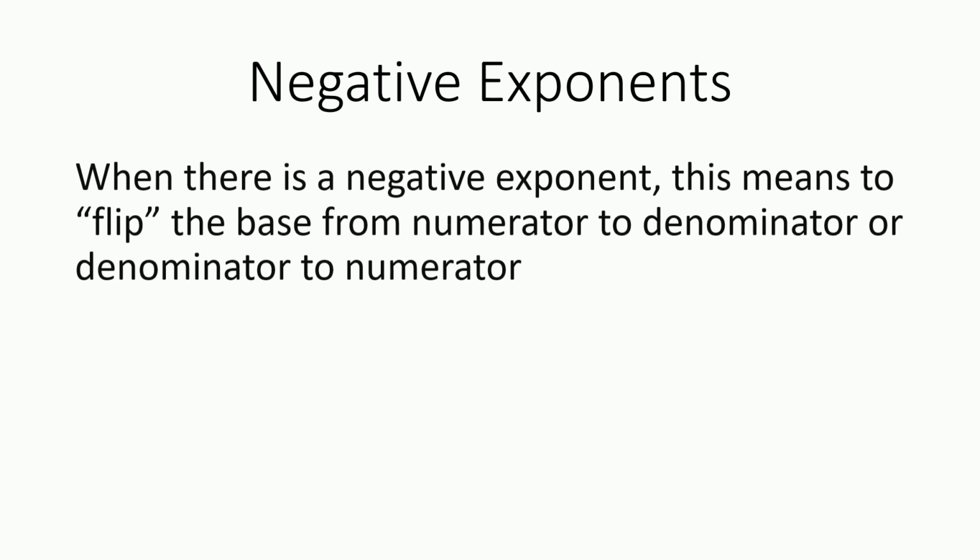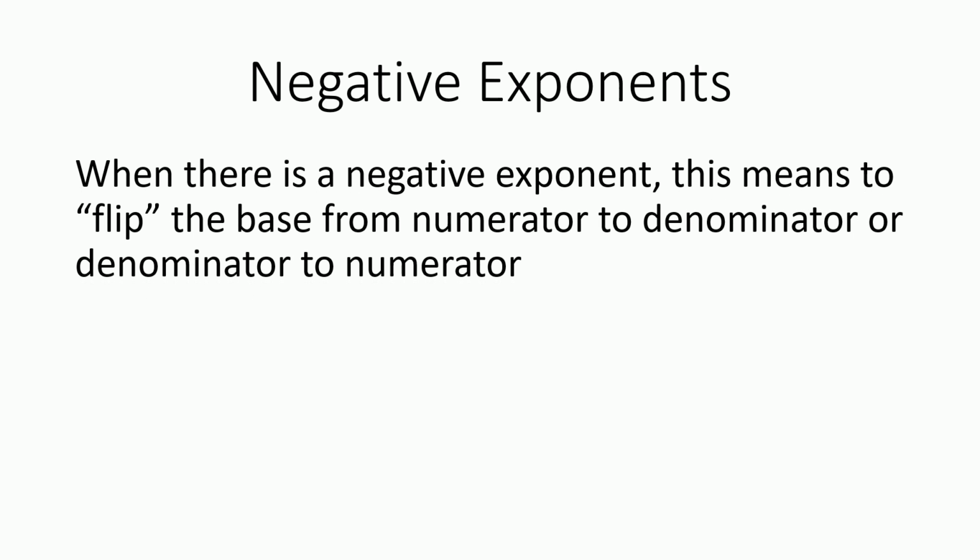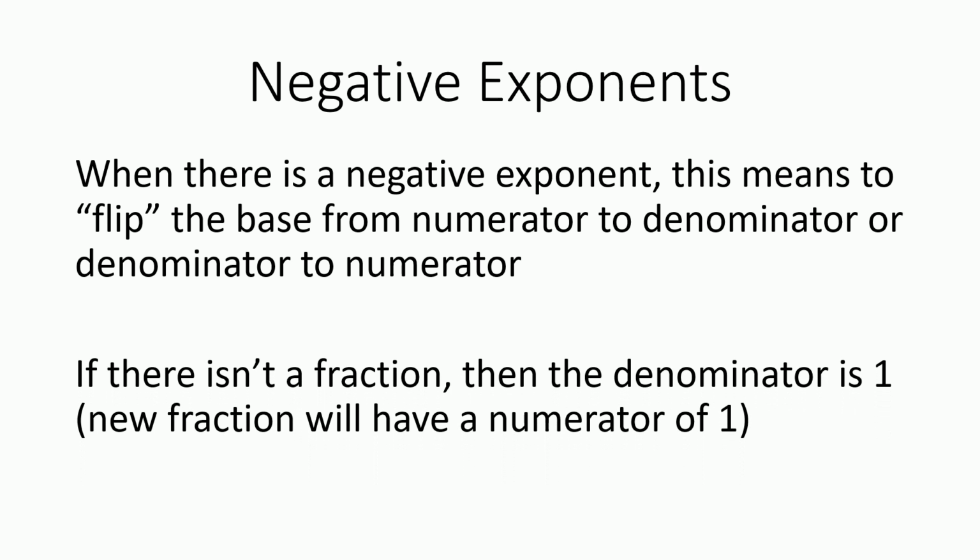So another property that we need to know about is the negative exponents property. When there's a negative exponent, this means we're going to flip the base from either the numerator to the denominator or the denominator to the numerator. If there's not a fraction, then the denominator of that term is 1, and the new fraction will now have a numerator of 1. So we take that term and put it on the bottom of a fraction and put 1 on top of that.